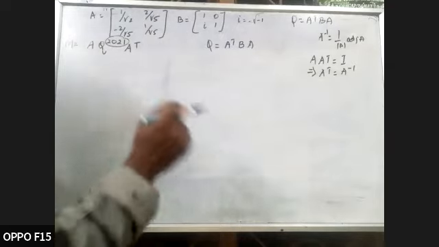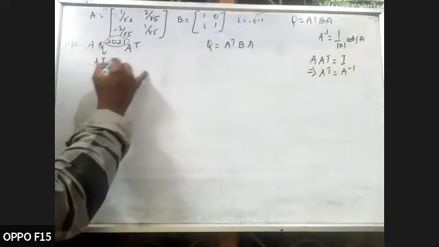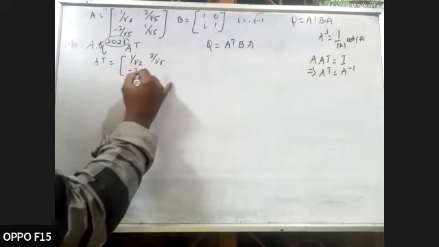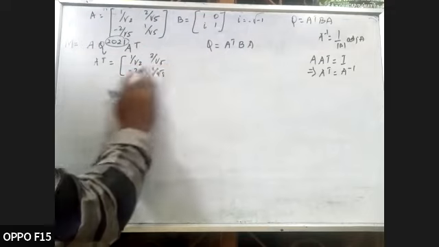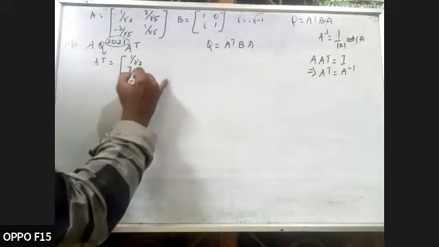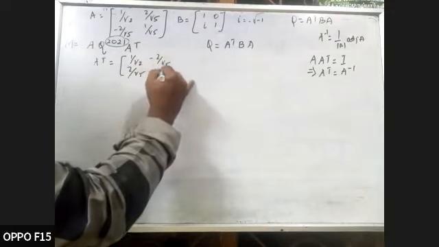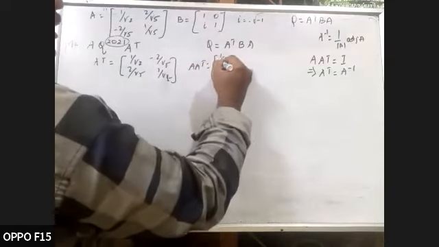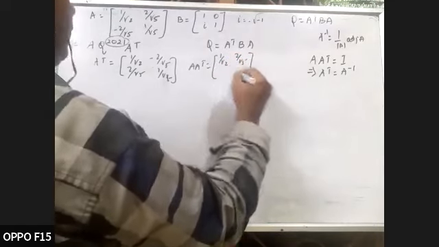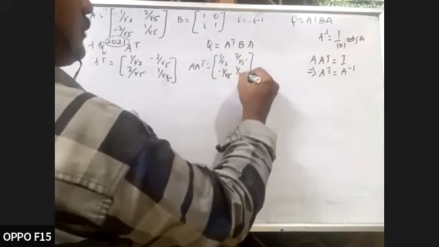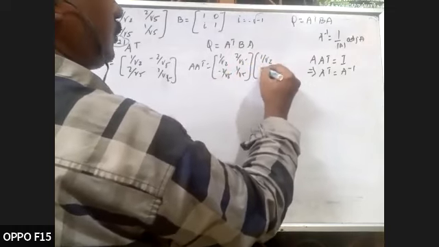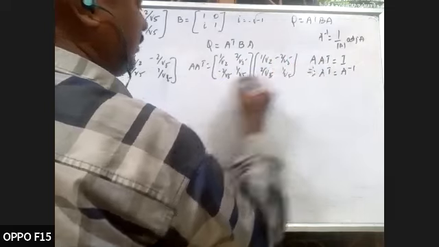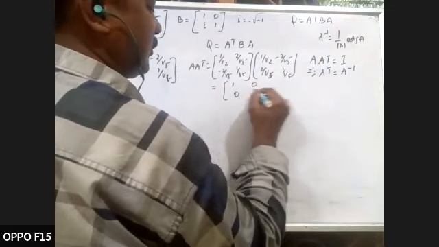ஆர்த்தோகனல்ல A transpose equals to I. A transpose உடனே rows into columns. 1 by root 2, 2 by root 5, minus 2 by root 5, 1 by root 5. Now you multiply A into A transpose. You just multiply it, we'll get 1 0 0 1.